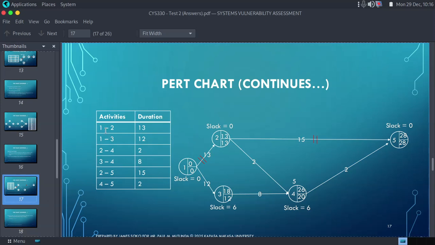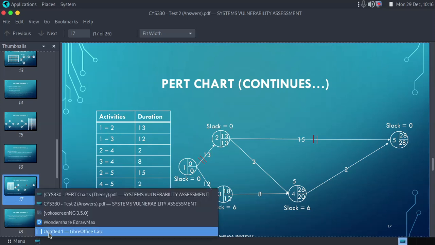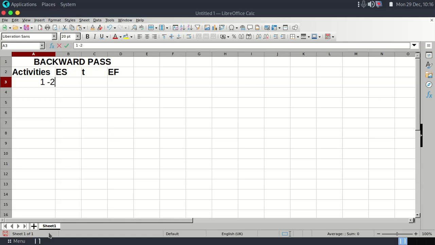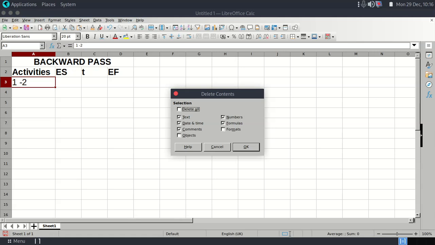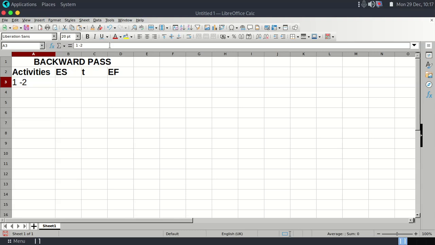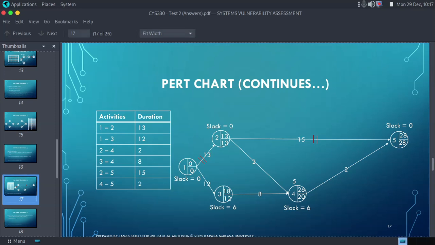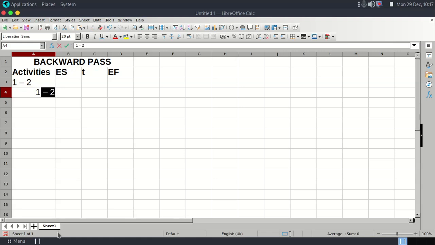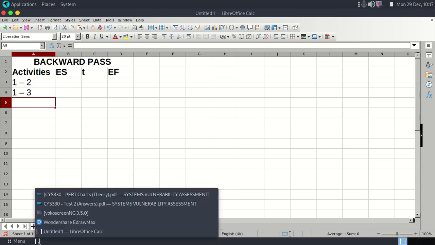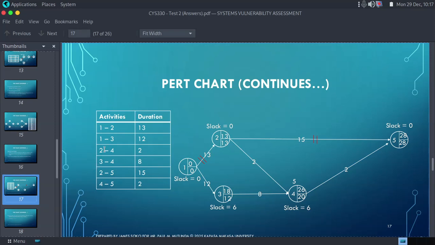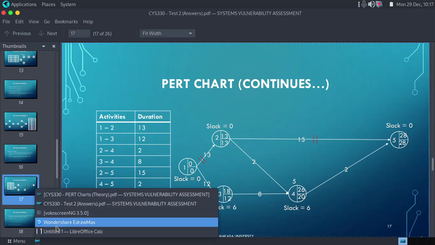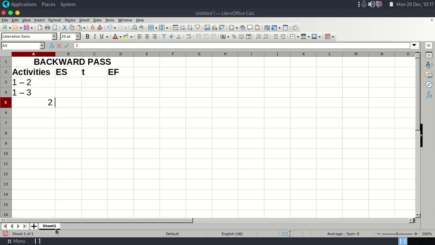So our activities, we have 1 to 2. Okay, so say 1 to 2. Our first activity, we have 1 to 2. Then the next activity which we had is 1 to 3. So say 1 to 3. Then the next activity which we have is 2 to 4. So there we'll put 2 to 4.